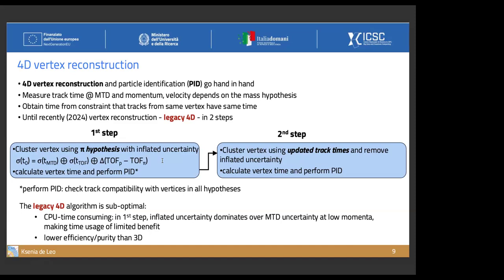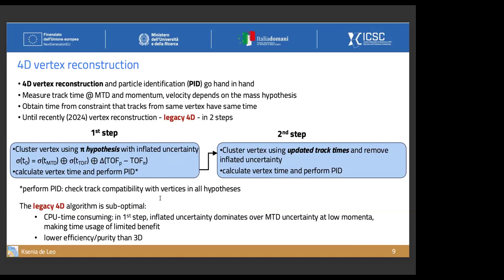And afterwards, we go to the second step where we cluster the vertices again, this time using the updated track times and removing this inflated uncertainty. And again, we can calculate the vertex time and check again the particle identification.